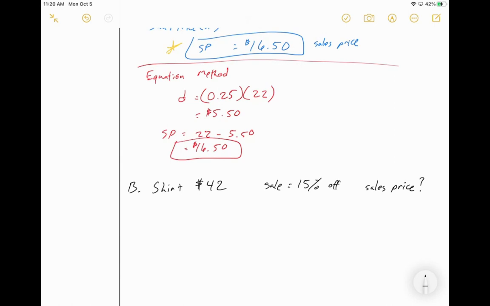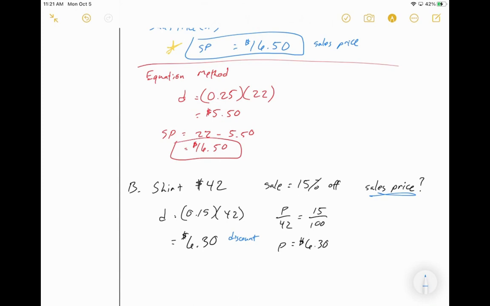Okay, here, let's check it out. All right, so again, this is how I would do it. I would say, all right, the discount is equal to 0.15 times 42. And again, if you set up a proportion, you did this instead. Either way, you got the discount is equal to $6.30. Okay, now remember, do not stop there because I'm asking for the sales price. This right here is just the discount.